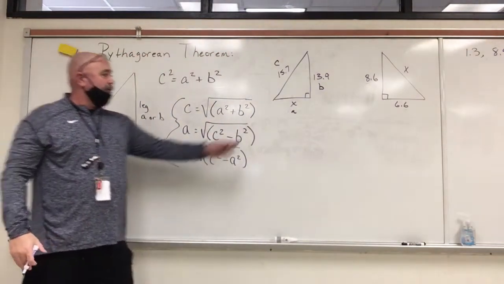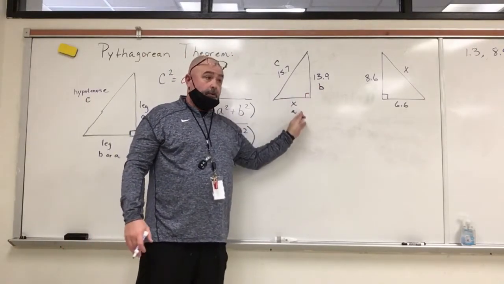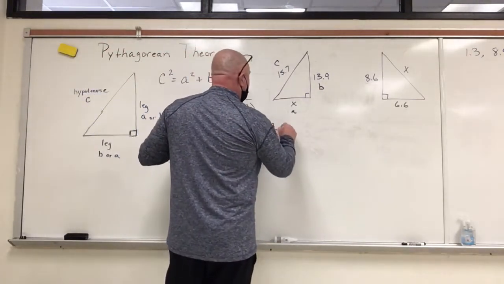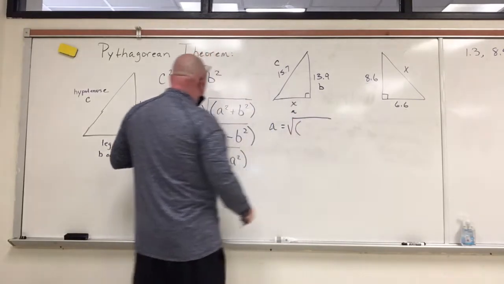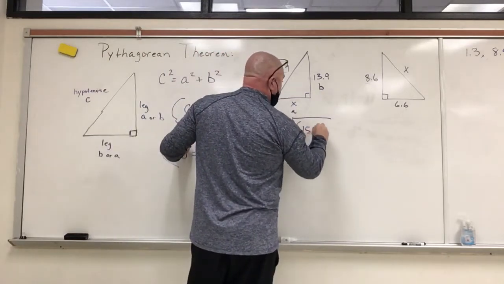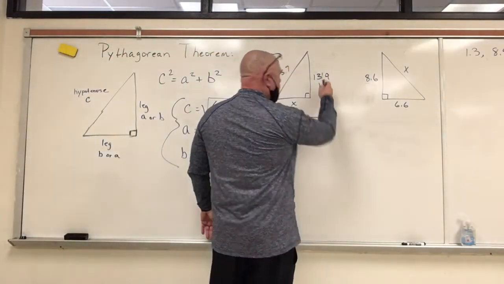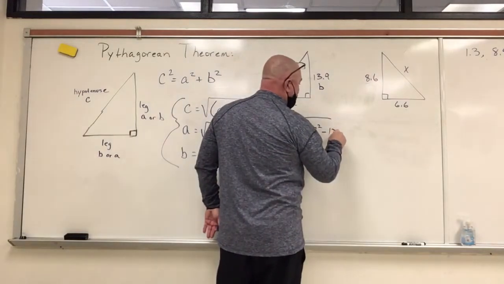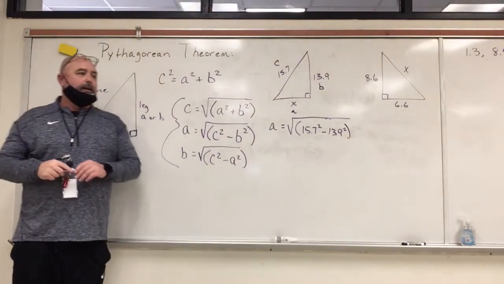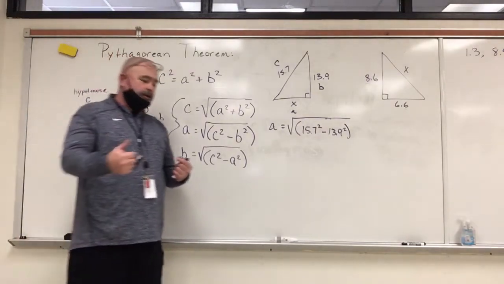Again, that can be b, it doesn't matter. That can be a, it doesn't matter. They are interchangeable, correct? So we go down here and we're looking for a. So a is equal to the square root of c squared, c is 15.7 squared, minus b squared, which is 13.9 squared, close my parentheses. Now I'm going to tap that into my calculator and round my answer to the nearest tenth. So here's what I want you to do. Turn your calculator on.